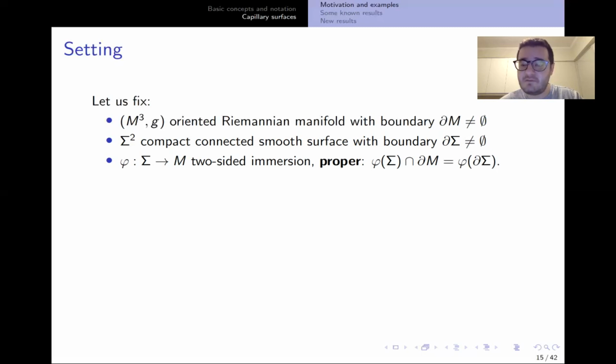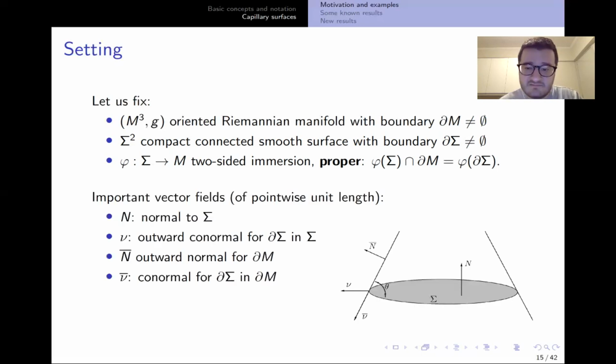There is no interior point lying in the boundary of M, and all the boundary of sigma is mapped by phi into the boundary of M. This is what I mean by proper. So associated to this data, I have 4 vector fields which are very important in the theory.